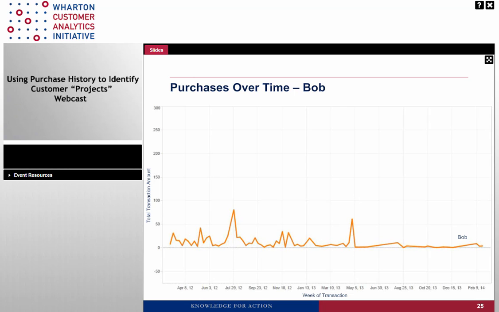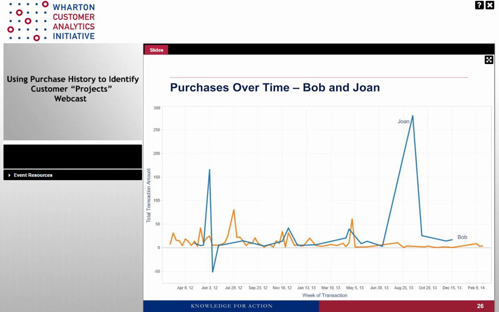You'll see if we add in Joan, a second customer, she follows a very different pattern where she has bigger spikes in a shorter period of time. She also returned something, so you see there's one transaction that has a fully negative amount. And so these are two known customers, but they have very different purchasing patterns.